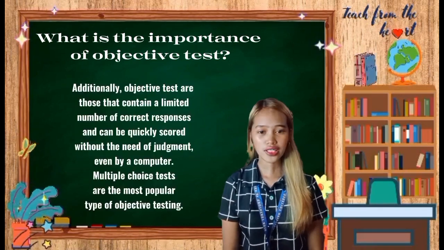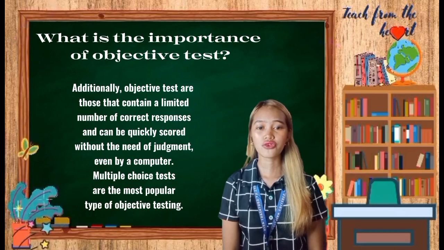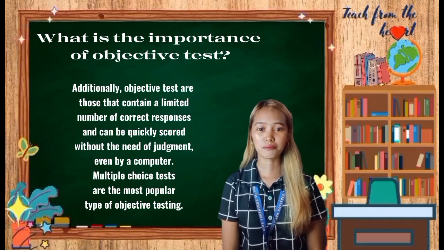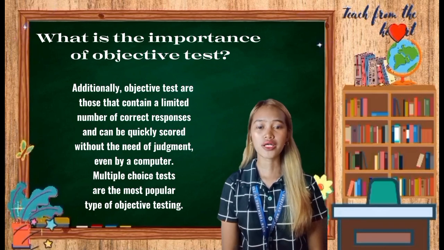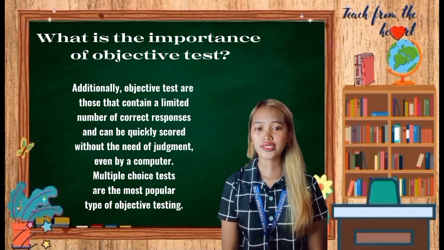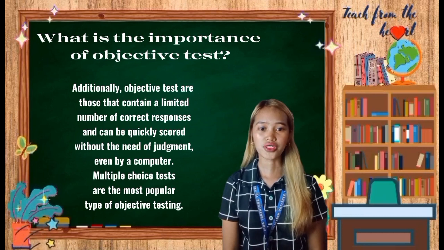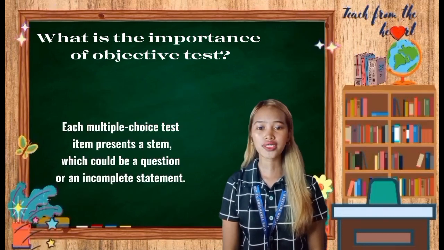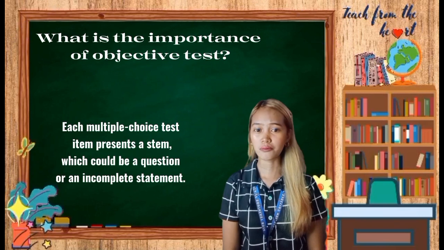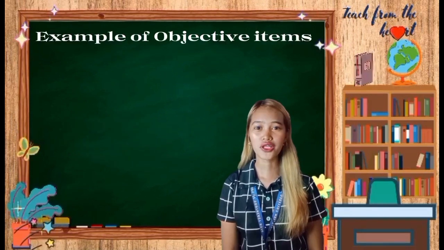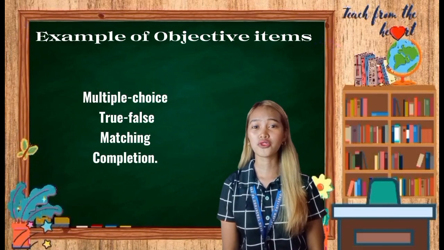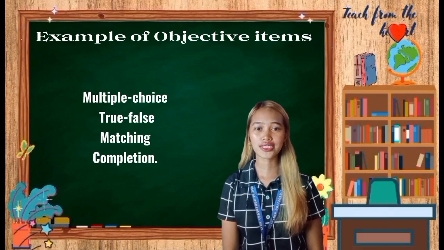So additionally, objective tests are those that contain a limited number of correct responses and can be quickly scored without the need of judgment, even by a computer. So multiple choice tests are the most popular type of objective test. Each multiple choice test item represents a stem, which could be a question or an incomplete statement. Examples of objective items include multiple choice, true or false, matching, and completion.